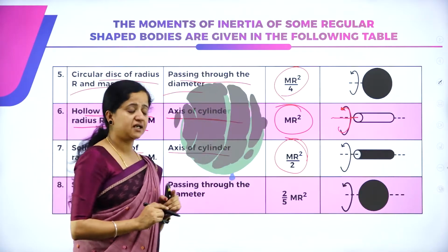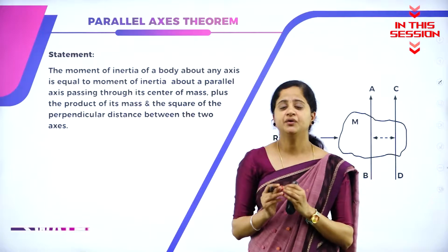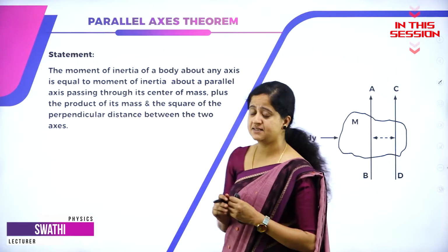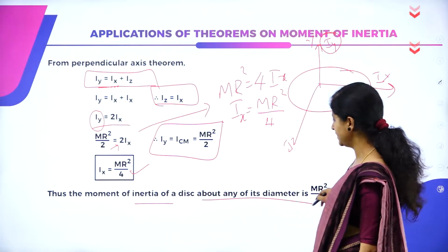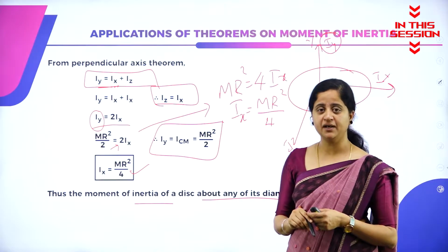The moment of inertia can be calculated by the formula mr square divided by 2. There are two important theorems in explaining moment of inertia. One is the parallel axis theorem and the other one is perpendicular axis theorem. The moment of inertia of a disk about any of its diameter is mr square divided by 4.